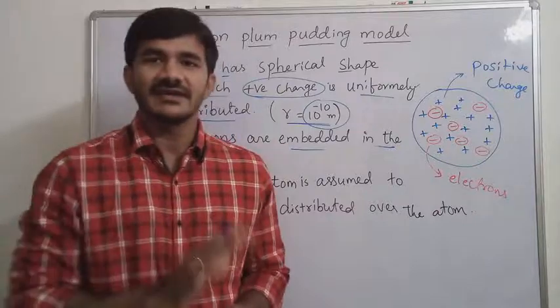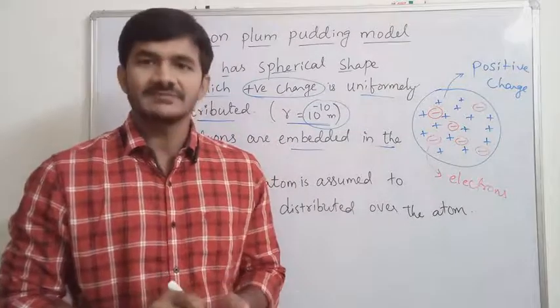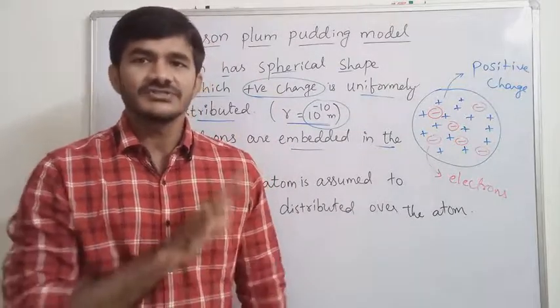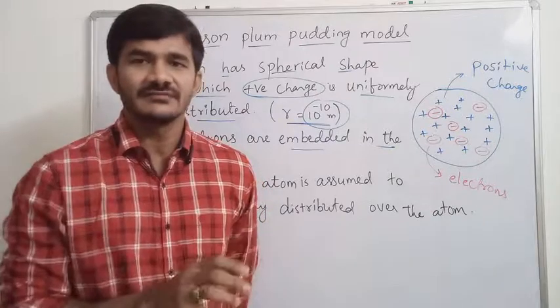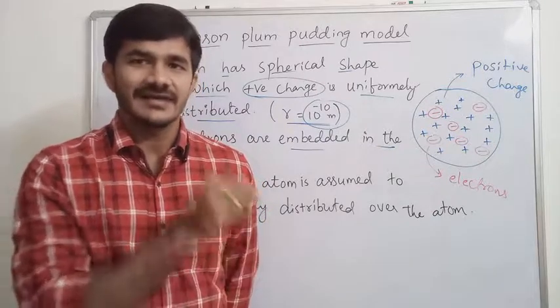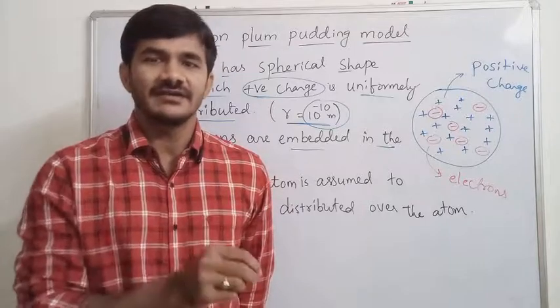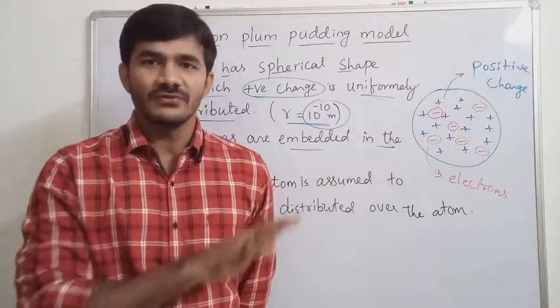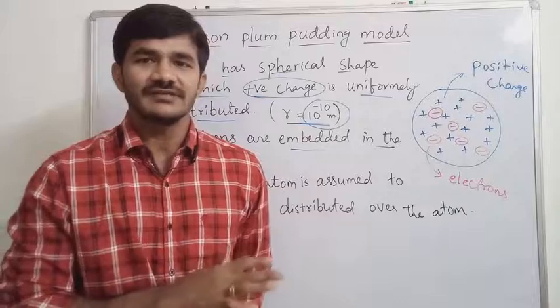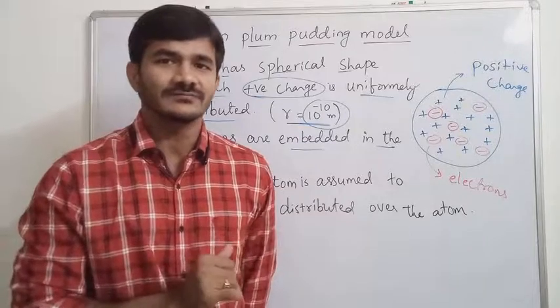Atom must be spherical in shape. Inside the spherical shape, positive charge is uniformly distributed and electrons are randomly distributed, just like black seeds are embedded into the red portion of the watermelon. That's why it is said to be watermelon model also.